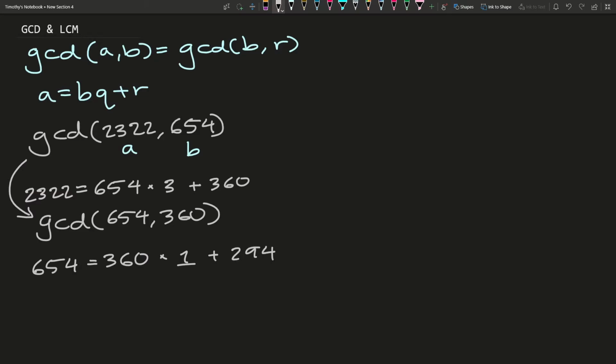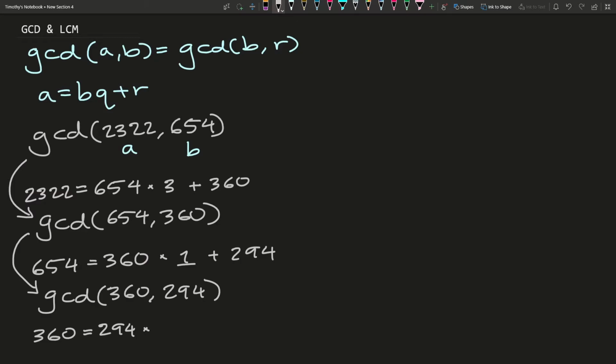Okay, now let's reapply the GCD function, our Euclidean algorithm right here. We're just going to say that this GCD is the same thing as the GCD between 360, this B right here, and the R, so 294. And 360 is equal to 294 times some number plus another number. In this case, it's just going to be 1, and 66.